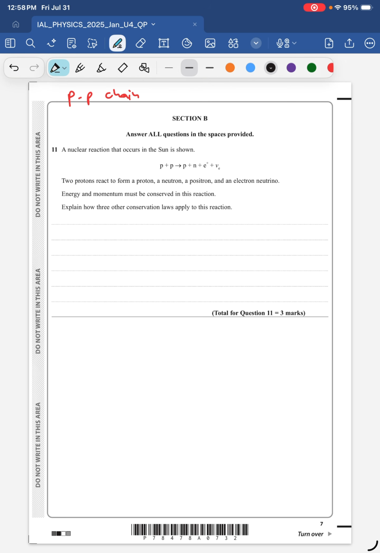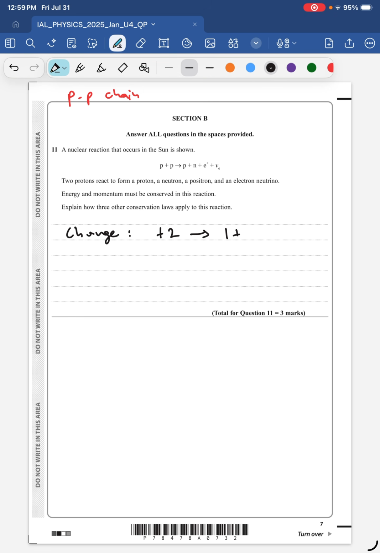Anyhow, so the other conservation laws are, so the charge must be conserved. What's the charge of 2 protons? Plus 2. And what's the charge on the right-hand side of the reaction?